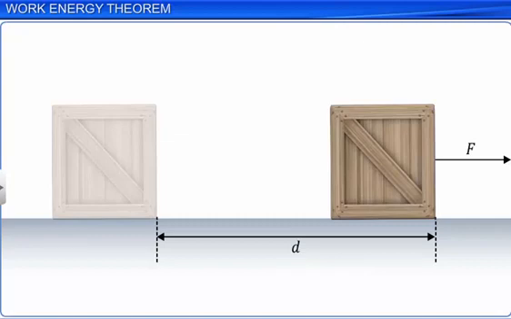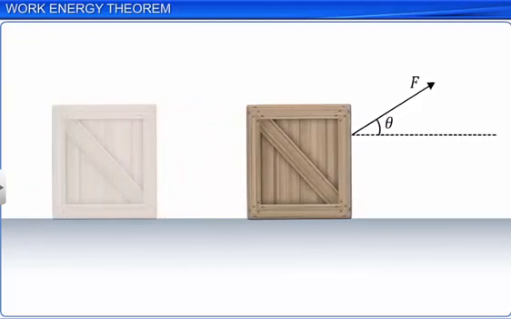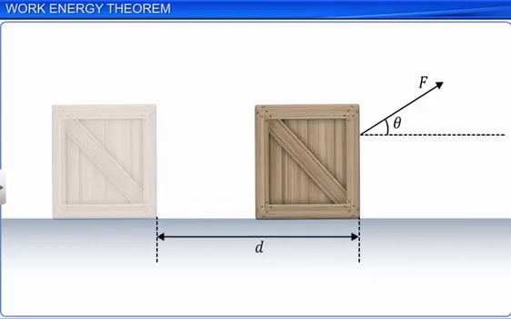Let's consider a second case, where the direction of the force is not along the direction of the motion of the block. Here, the force makes an acute angle theta with the horizontal. In this case, too, we observe that the block moves in the horizontal direction only. Here, the total amount of force is not being utilized to move the block. Only the component of the applied force along the direction of the displacement is responsible for the motion of the block. This component is F cos theta.